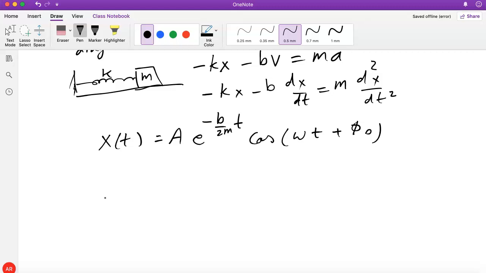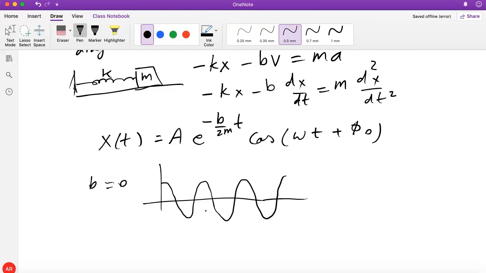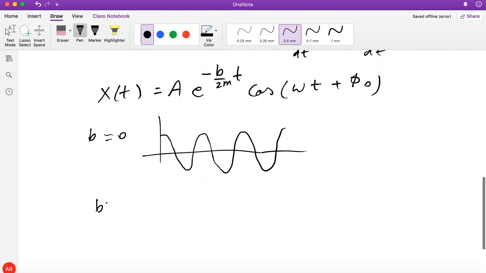All right, so first let's get some intuition about this. It makes a lot of sense, right? For b equals 0, you will have oscillations whose amplitude remains constant because there's no energy loss in our system. And then for b not 0, it's the same thing, except omega is a different frequency, but it's multiplied by a term, e to the minus something times t.